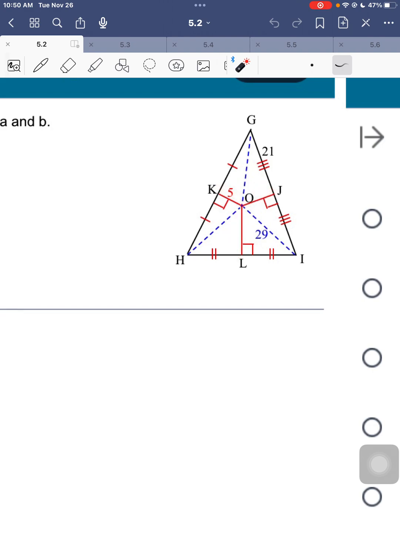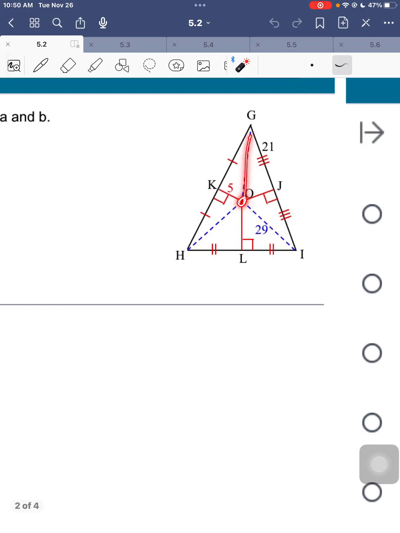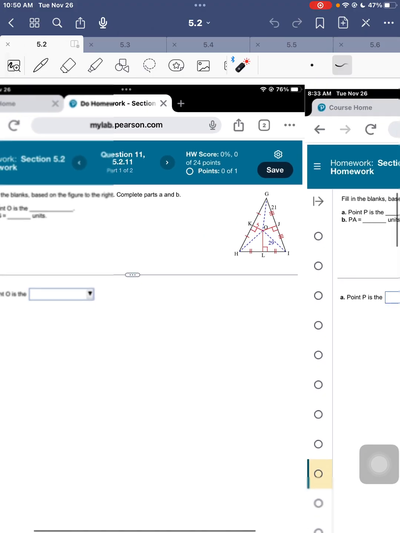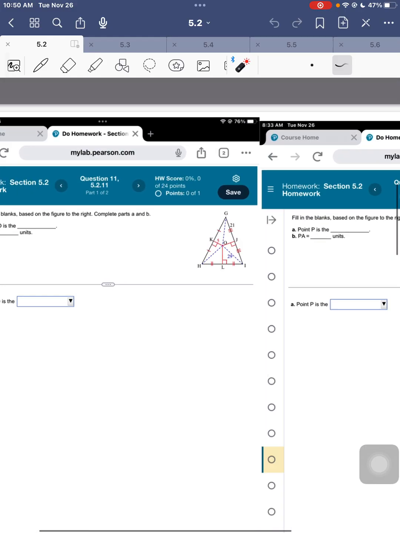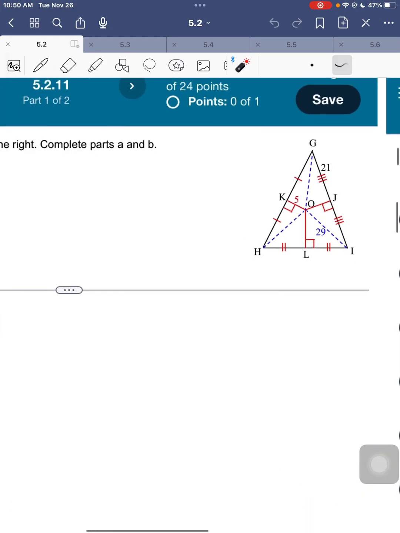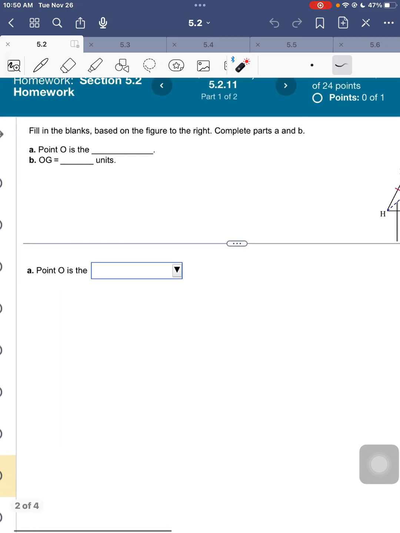The only thing I care about is the circumcenter to the vertices of a triangle because I know they're all equidistant. So if OI is 29, what do you think OG is going to be? 29. What do you think OH is going to be? 29. Okay, so now let's look back. This was all things that I've gathered, not even looking at my question. I'm just looking at the triangle. So now point O is the circumcenter.